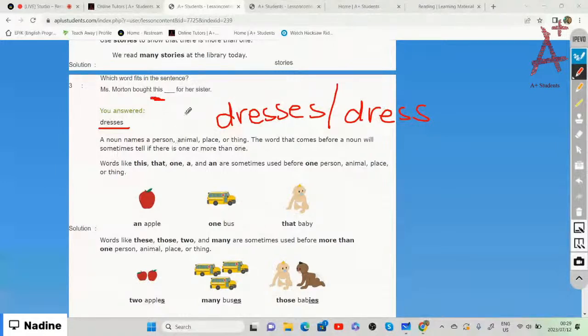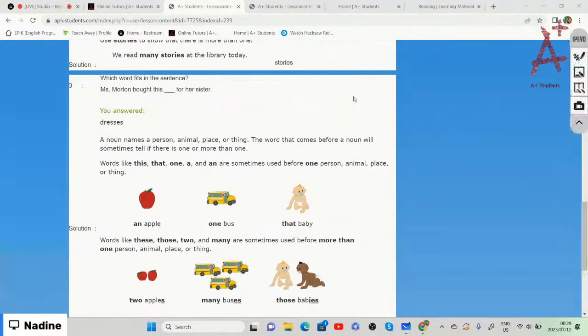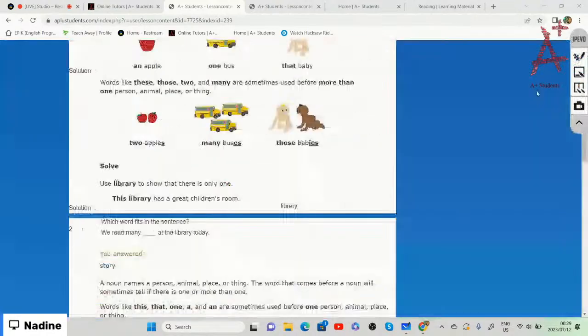So the word this is used before the noun that indicates either one thing, because the dress is referring to a thing. So the correct word that fits within that sentence is this dress. Not dresses, because we said this refers to one thing, or one person, one animal, or one place. So this dress, not dresses. Dresses shows plural.